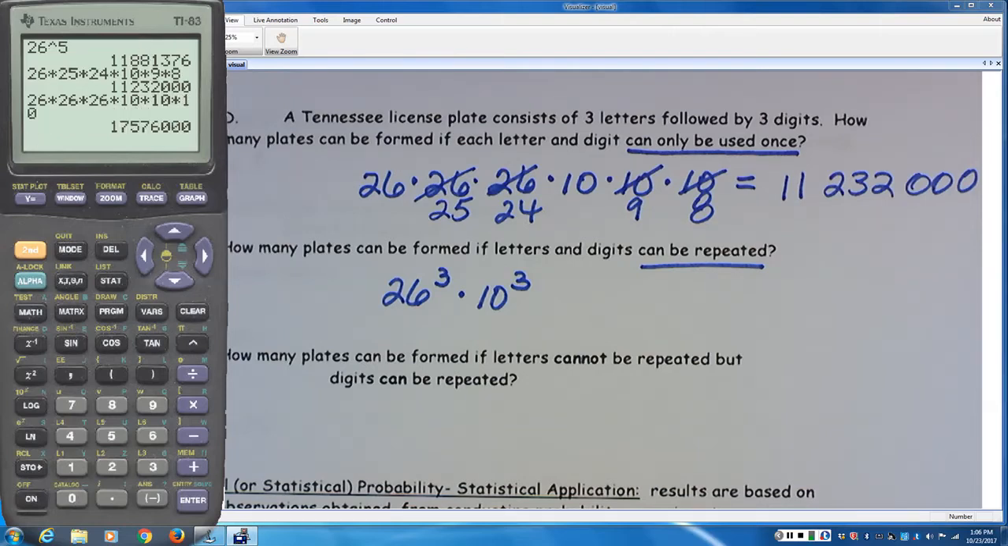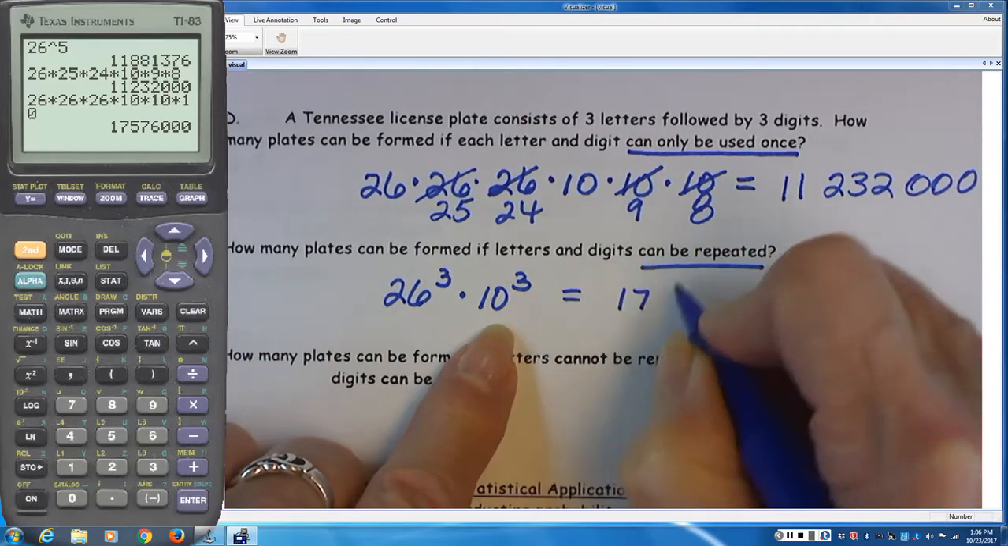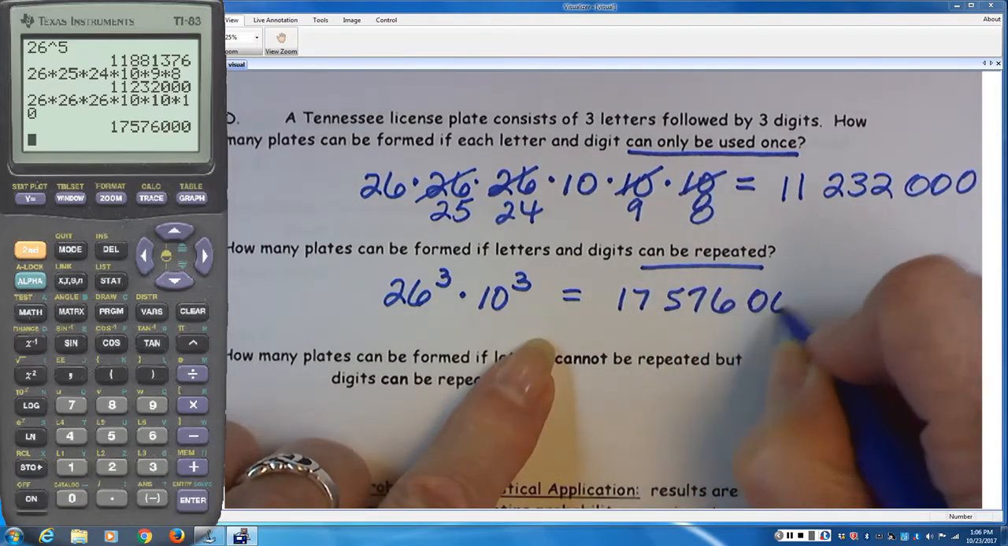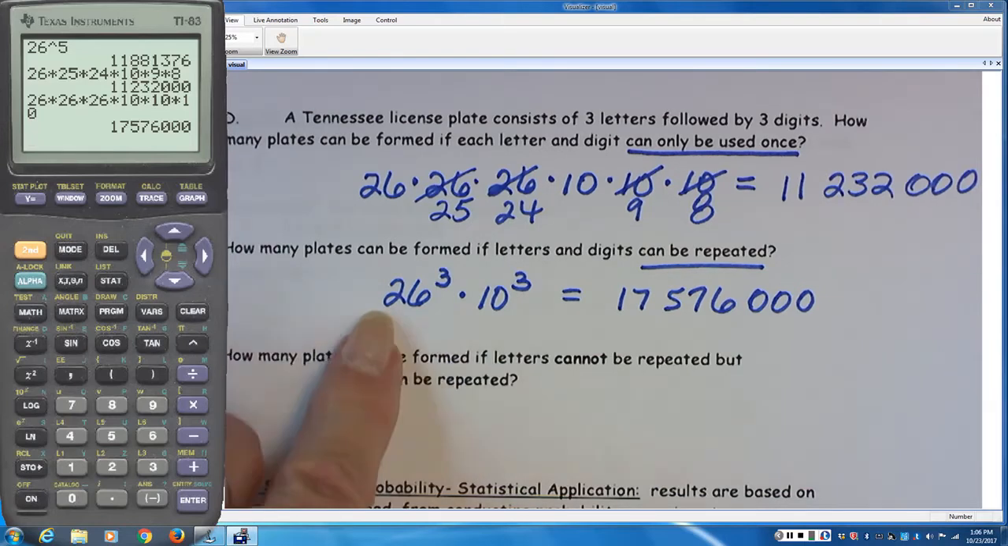But if you're allowed to repeat those, then it becomes 17,576,000. Would you like to have to list all those out? I don't think so. That's why it's good to know how to make a tree diagram if you're trying to actually list something out, but thank goodness we don't have to list these out.